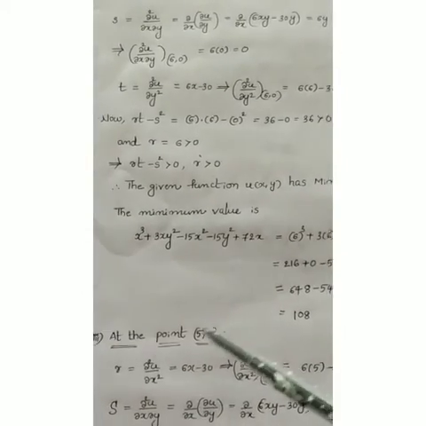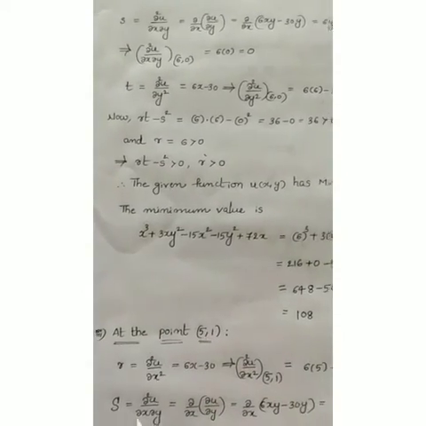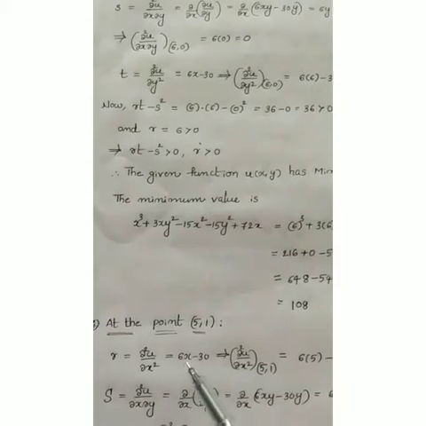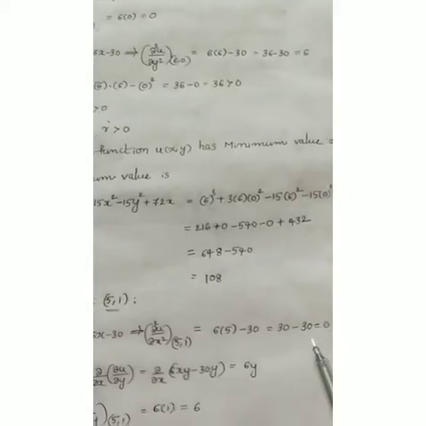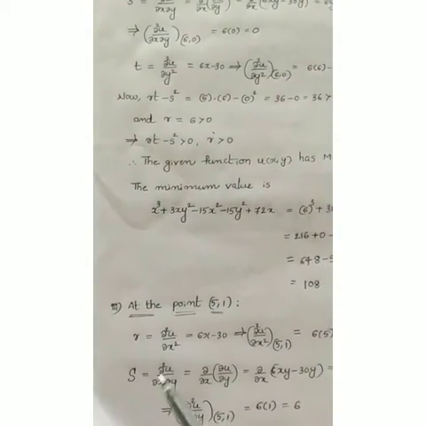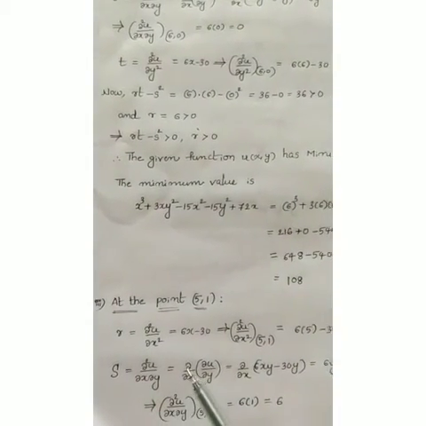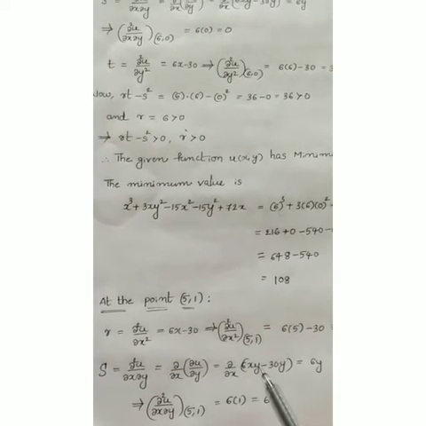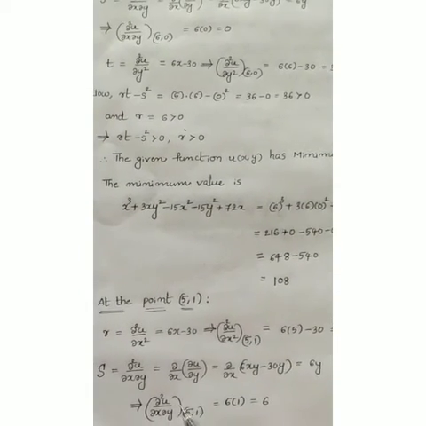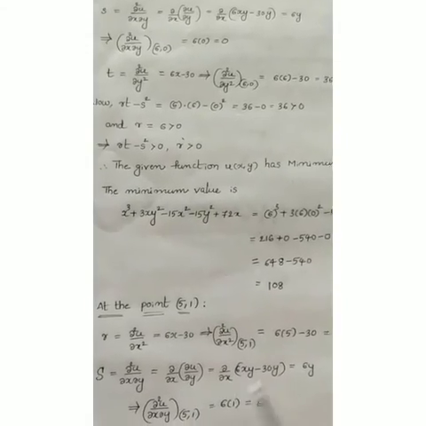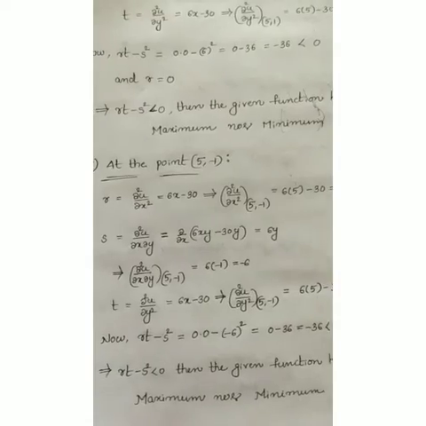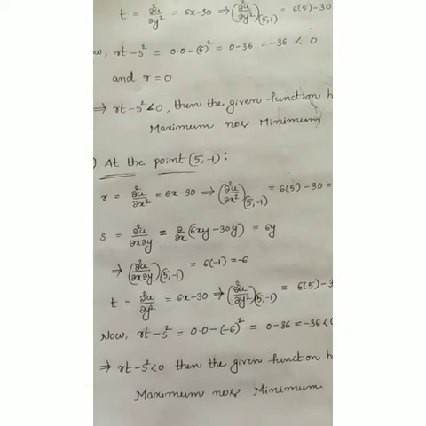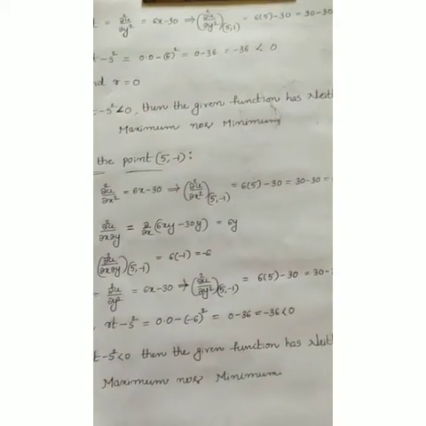Next, third point (5, 1). At the point (5, 1), R equal to ∂²u/∂x², that is 6x minus 30. At (5, 1), 6 into 5 minus 30, 30 minus 30 is 0. And S value is ∂²u/∂x∂y, ∂/∂x of ∂u/∂y. ∂/∂x of 6xy minus 30y is 6y. At the point (5, 1), 6 into 1, that is 6. And t value is ∂²u/∂y², 6x minus 30. At the point (5, 1), 6 into 5 minus 30, 30 minus 30 is 0.